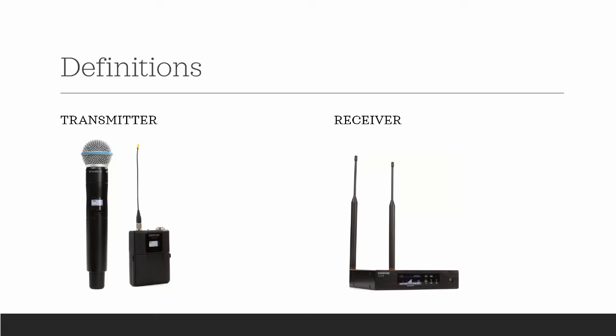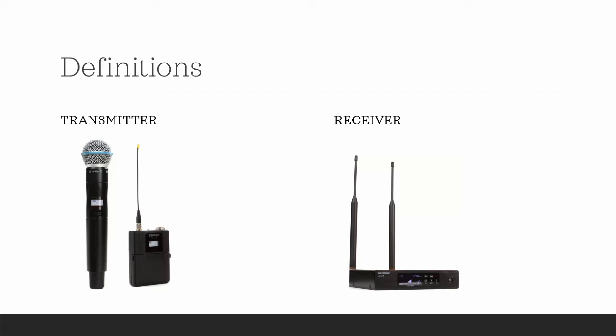So as we just mentioned, the transmitter is the device that broadcasts the wireless signal. In microphone systems, it's generally going to be a handheld microphone or a belt pack, as we see in the image here. In IEM systems, the transmitter is actually the rack mount unit. It's important to note that when you're talking about microphone systems and IEM systems, they're actually opposite each other. So in a microphone system, the belt pack is the transmitter. In an IEM system, the belt pack is the receiver. So that's something to keep in mind.